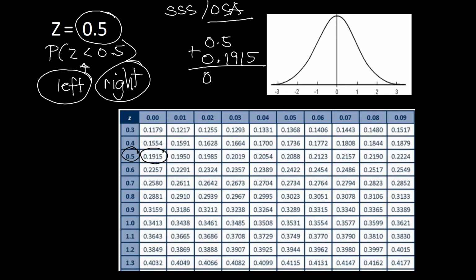This is equal to 0.6915, or equivalently 69.15%. Now, to check whether you are correct in adding those areas, we might as well illustrate that here on the normal curve. We have 0.5 that is somewhere here.